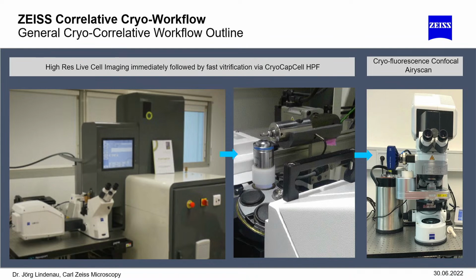So they use an objective lens for the observation. This is the holder of the high pressure freezer from CryoCapsule in this case, and if they press a button, then after 1.5 seconds the sample is frozen.